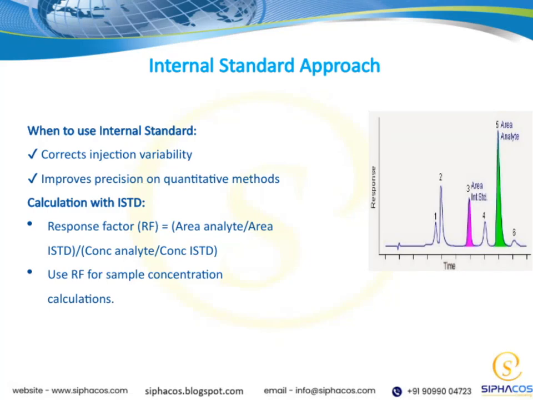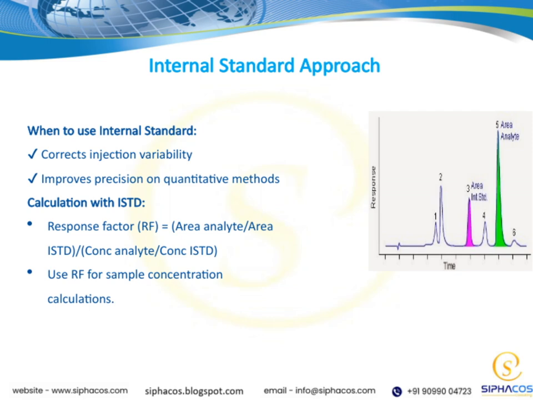Now let's talk about the internal standard approach. So, when should we use an internal standard? Well, it's particularly useful when we need to correct for injection variability, which can happen during sample introduction. It also helps improve the precision of our quantitative methods, making our results more reliable. The key idea here is that by adding a known amount of an internal standard to all samples, we can account for any inconsistencies in the injection process or other analytical steps.